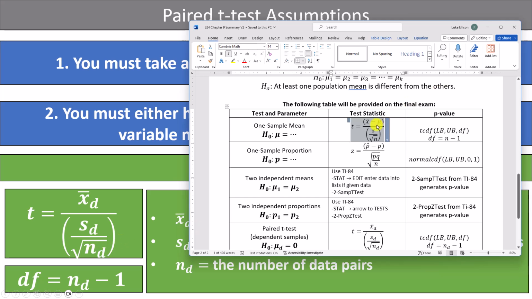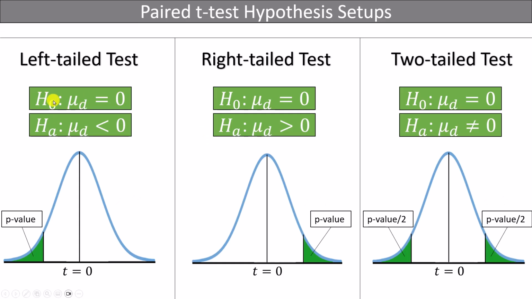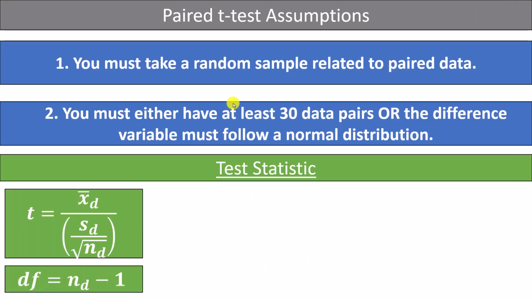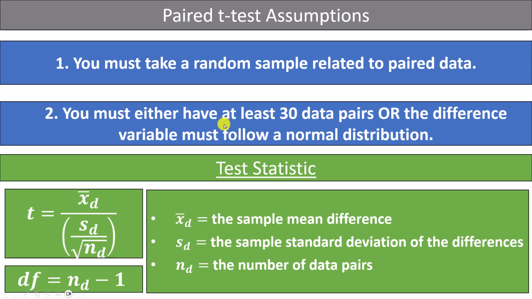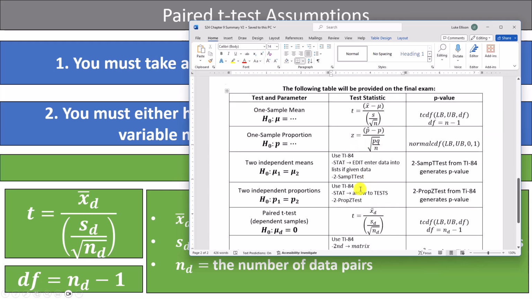This really is the same formula, but we have the d's on everything, and we don't have to subtract this mu. The reason why we're not subtracting this mu is because we assumed in our null hypothesis that the mean was going to be equal to 0. Basically, there was no difference between our two samples. So if you want to get technical here, this really is the same exact test that we did all the way back in the one sample mean. It's still the same test statistic. It's just that we're using it for paired data.